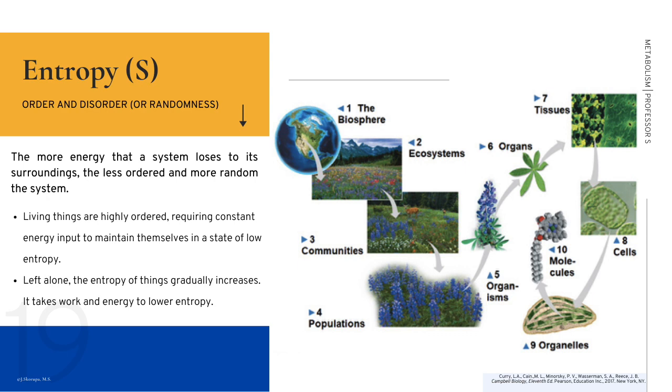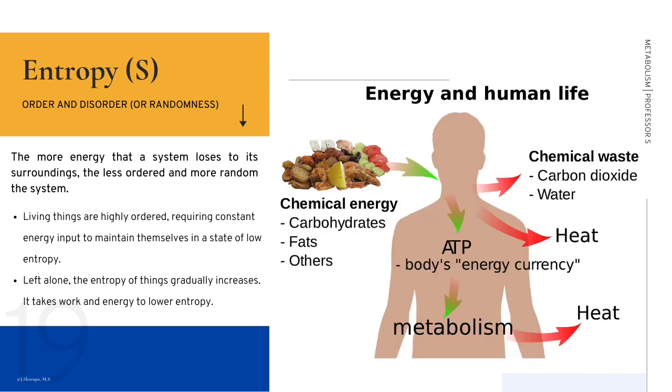Does this seem random or disordered to you? Living things are highly, highly ordered, and we require constant energy input to maintain this. This is a low state of entropy, low disorder, low randomness. However, if left alone, the entropy of things gradually increases naturally. It takes work and energy to keep our entropy low, to maintain homeostasis.